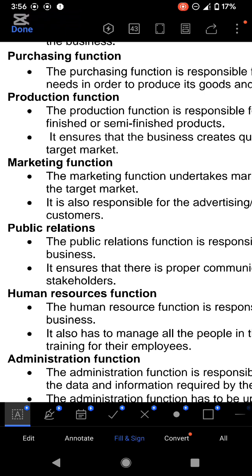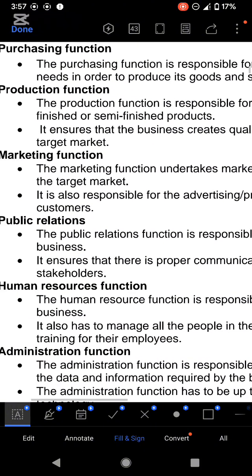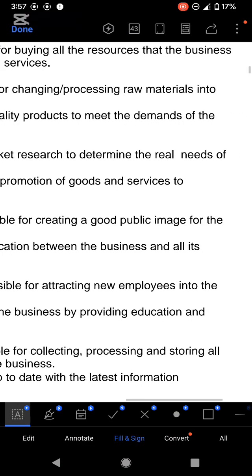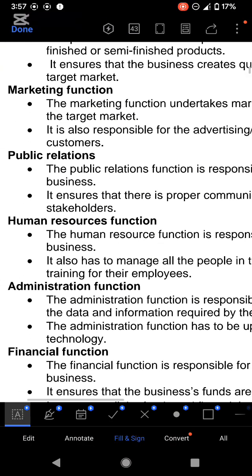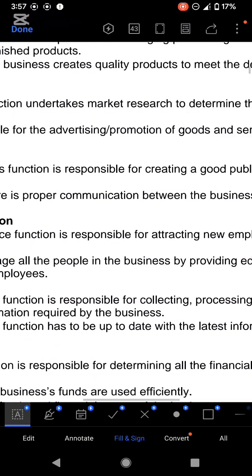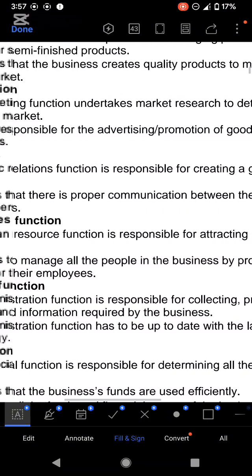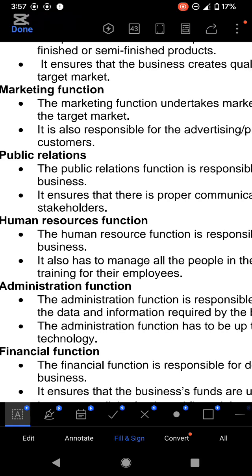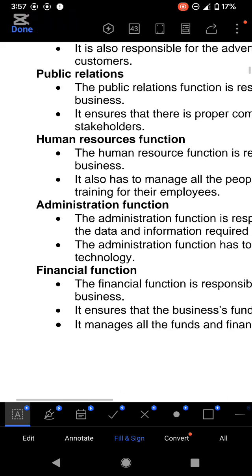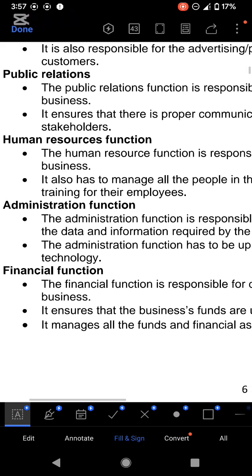Production function, right? They have to peel the potatoes, cut them with the chip cutter, dip them in cooking oil, and eventually transform, change, process raw materials to finished products. Then we've got the marketing function. The marketing function, basically, we're saying it undertakes the market research to determine the real needs. So basically, this is somebody who is looking to say, in the area that we are in, would this type of menu work for the business? That's basically all that they are doing.